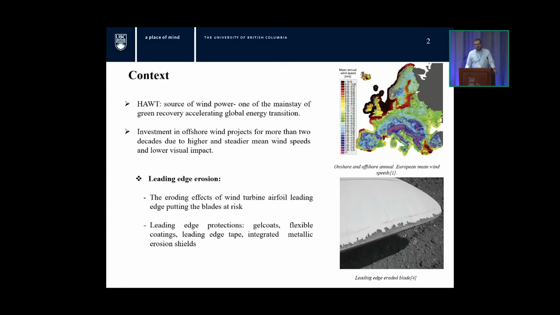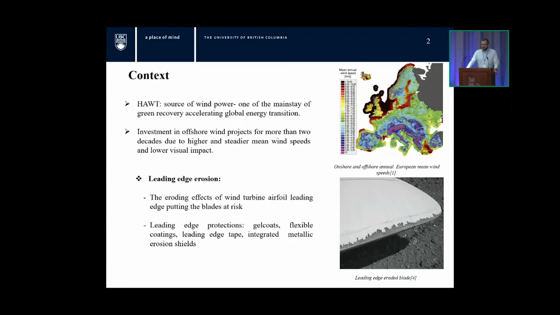The context of this work is focused on large offshore wind. Offshore wind is becoming one of the mainstays in decarbonization of energy infrastructure, and the investment in offshore wind projects over the past 2 decades has been leading growth in renewables. The desire for offshore wind is, of course, due to the higher, steadier mean wind speeds, as well as avoiding visual impacts associated with onshore wind.